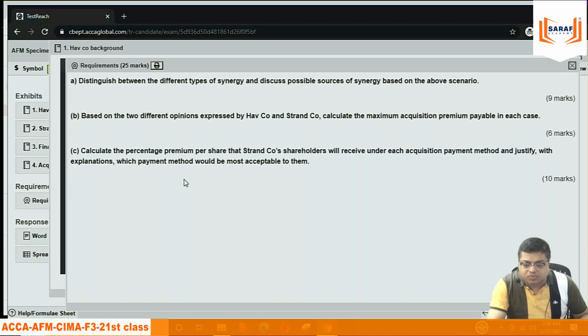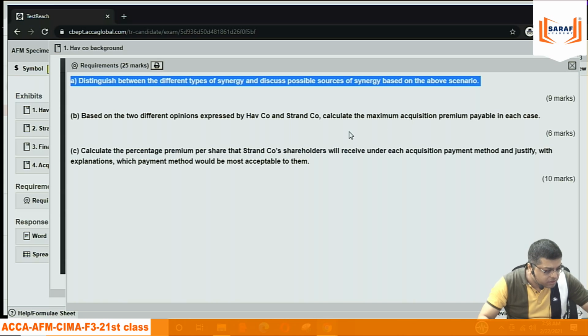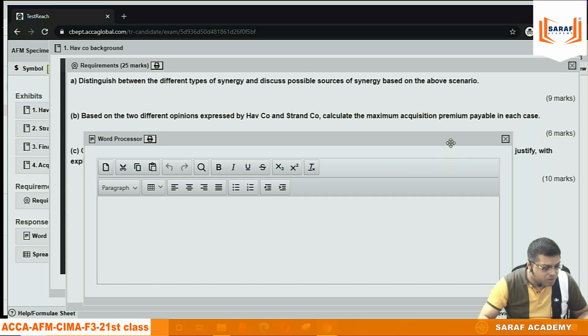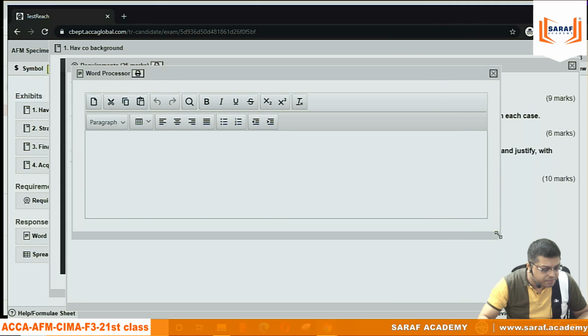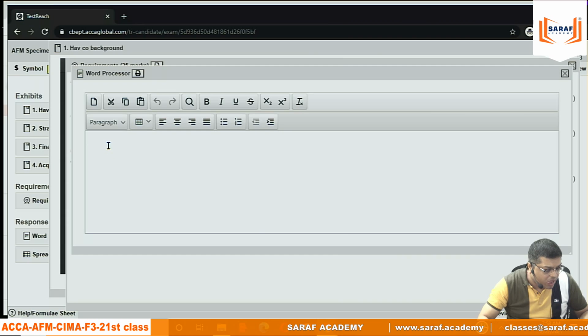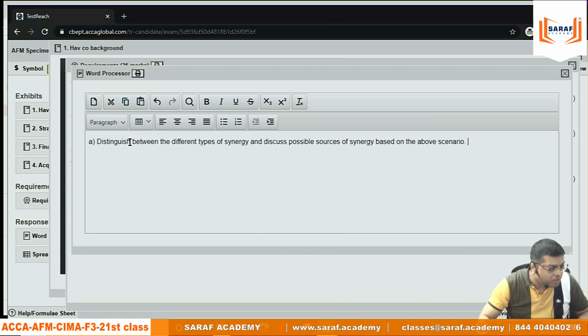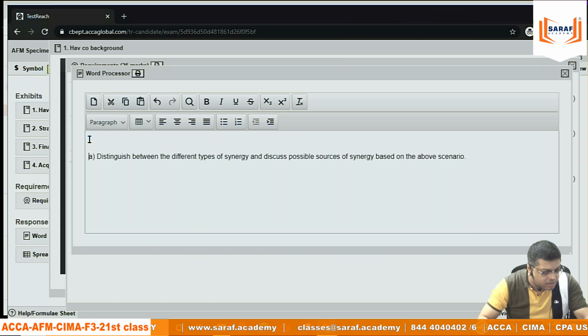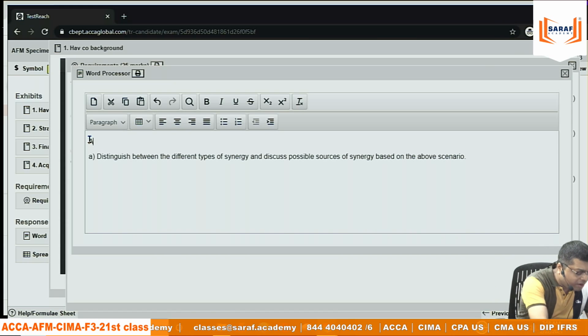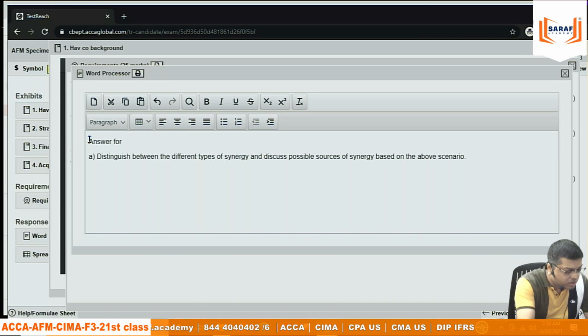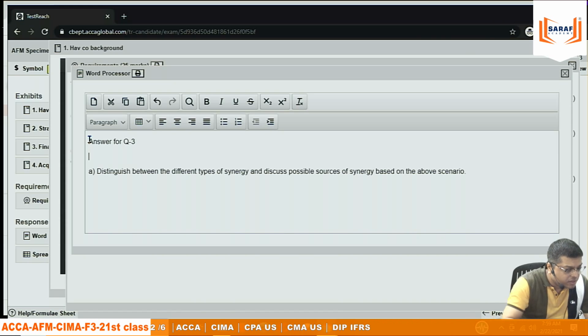Distinguish between the different types of synergy and discuss possible sources of synergy based on the above scenario. The question is to distinguish between different types of synergy and discuss possible sources of synergy based on the above scenario. My first step is that I will copy this and go into a Word file because it's a theoretical answer. Make it a bit bigger. Paste it. Now, even though it is not required, I should write the answer for question 3. Part A is already written.